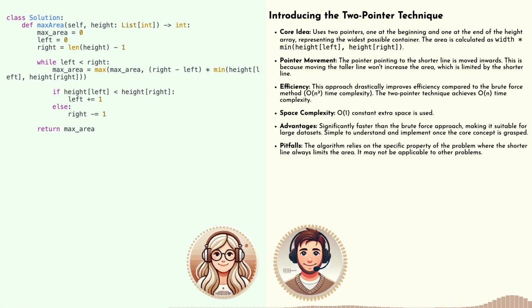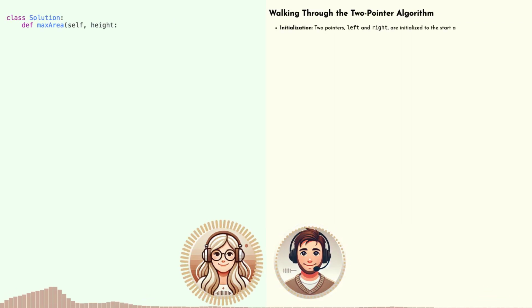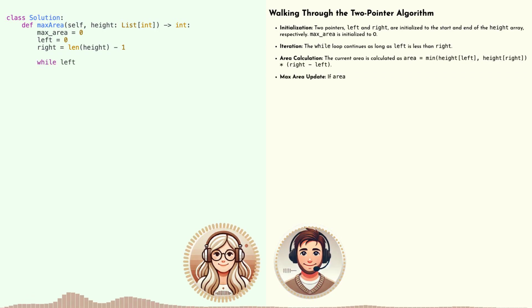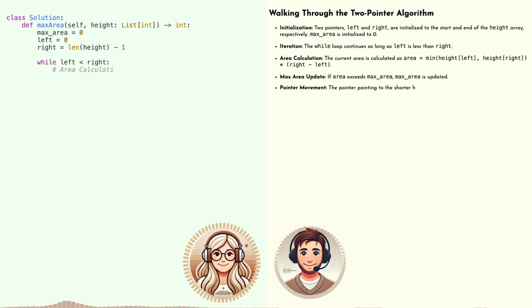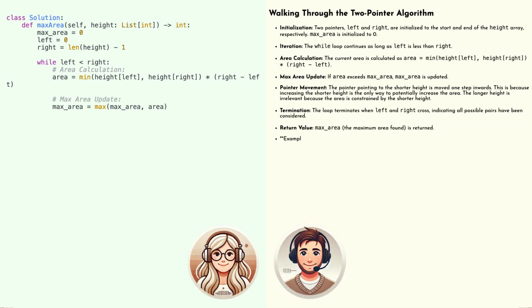But, okay, I'm getting the idea, but how do we actually put this into code? Yeah, like with actual numbers? Okay, sure. Let's say our bar heights are 1, 8, 6, 2, 5, 4, 8, 3, 7. Got it. Our left scout is at index 0, height 1. Right scout's at index 8, height 7. So the width is 8, right? 8 minus 0. Yep. And the area is 1 times 8, so 8.